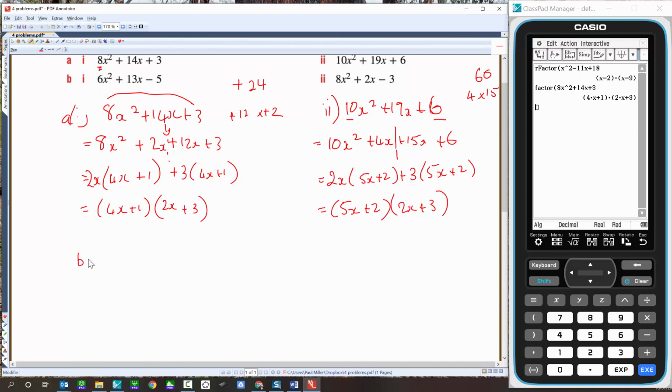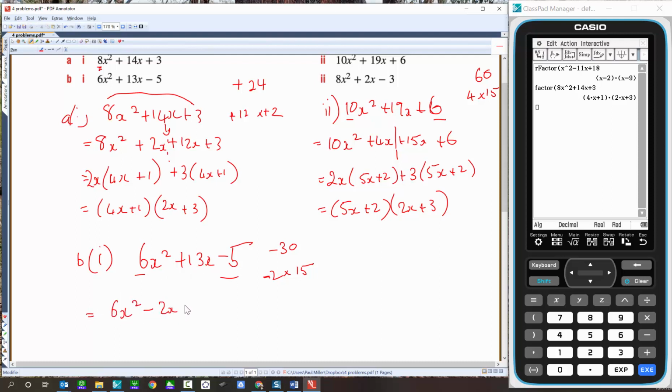All right, B1, that's 6x squared plus 13x take 5. All right, this time we're going to do that by that, and our target number is negative 30. All right, so I think it's got something to do with 2 times 15 because they can be manipulated to equal 13. Now, one of these has to be a negative, and I believe it's going to be this one. Right, why do I know? Well, let's split the middle term and see what happens.